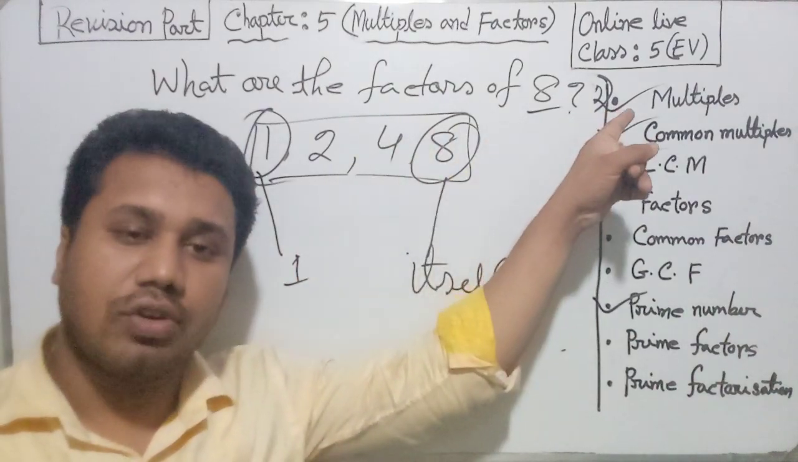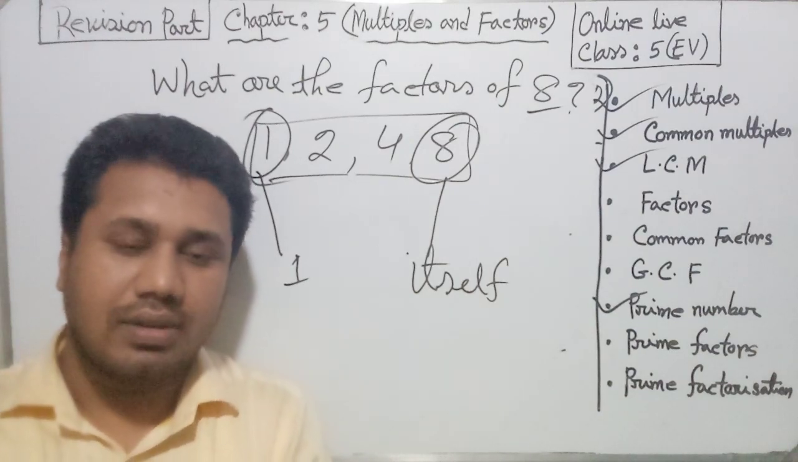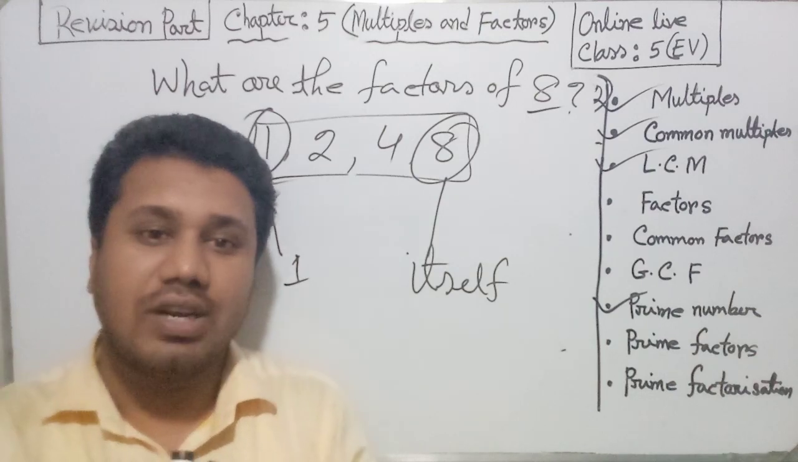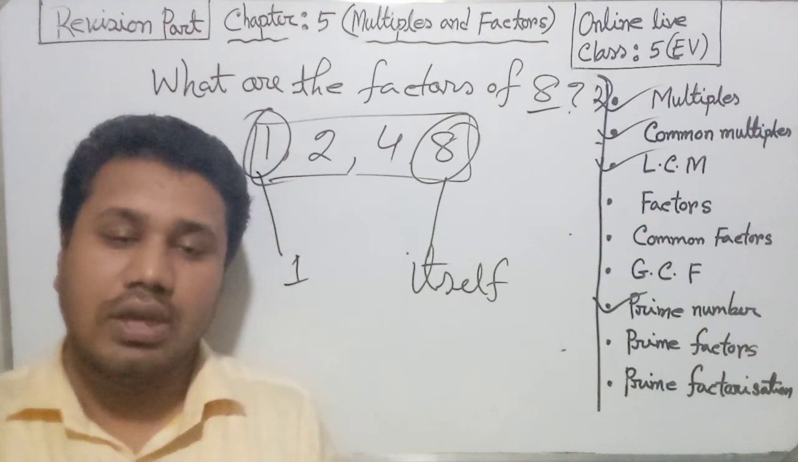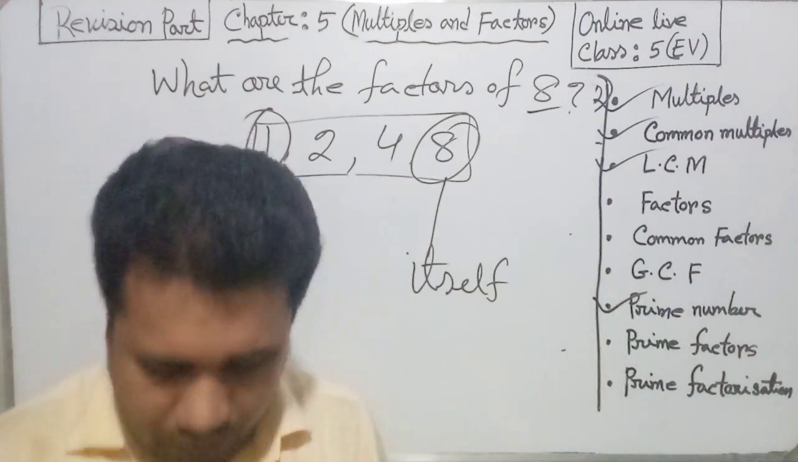5 is not a factor of 8. Why? Because if we divide 8 by 5, then the remainder will be 3. But by the definition of factors, when there is no remainder, that means the remainder is 0, then we will be able to say this is a factor. Now common factors.